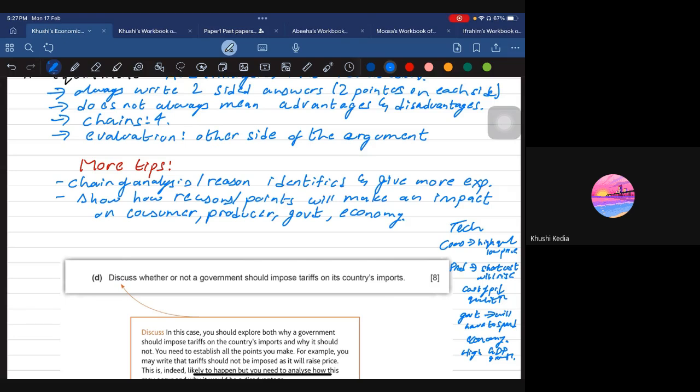Then the community as well: if the technology is environment friendly, there will be lesser pollution as well. So you see, this is a good idea, isn't it? If you are unable to think about any points, you think about what will be the impact of that on the consumers, the producers, the economy, the government, the workers, anything.